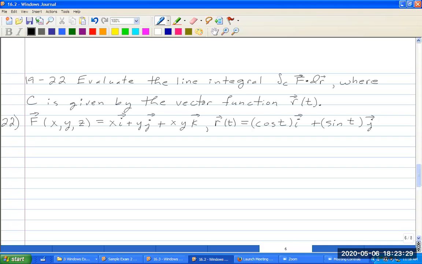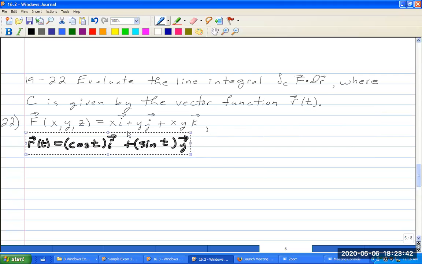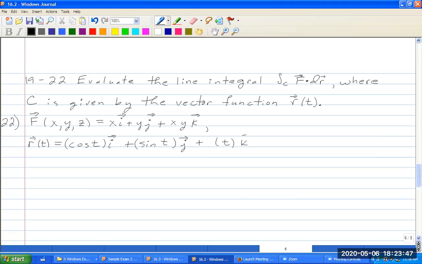Okay, actually, let me write it this way. Actually, let me write it like this. Plus tk, where t is between 0 and pi. Okay.